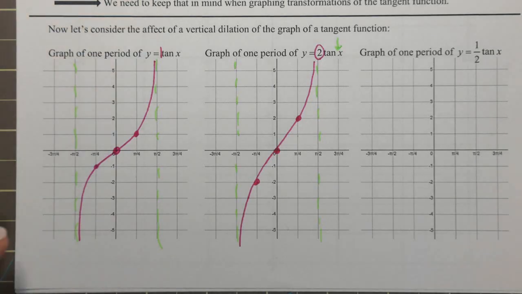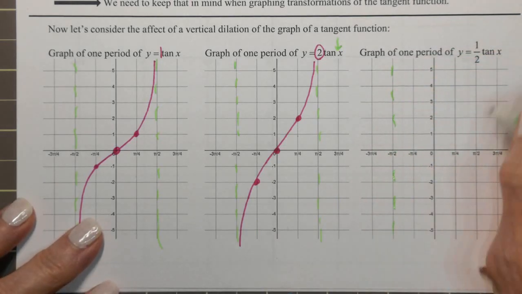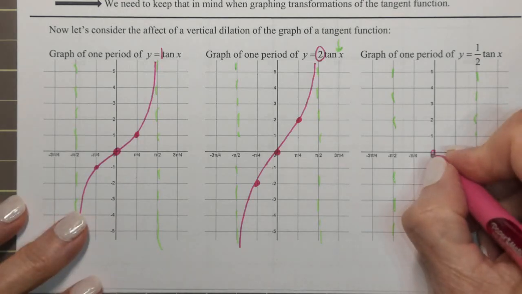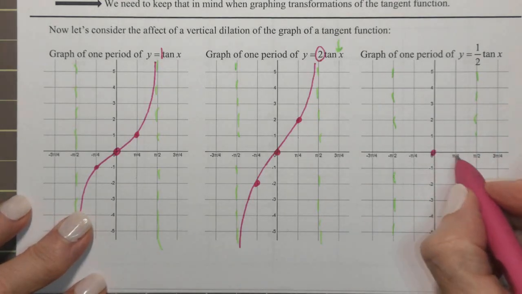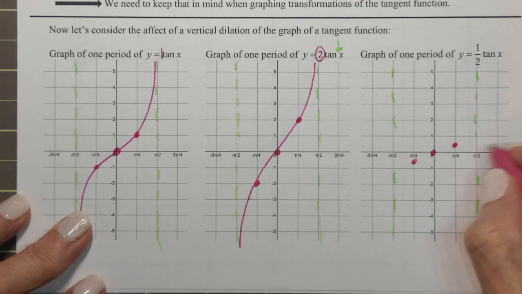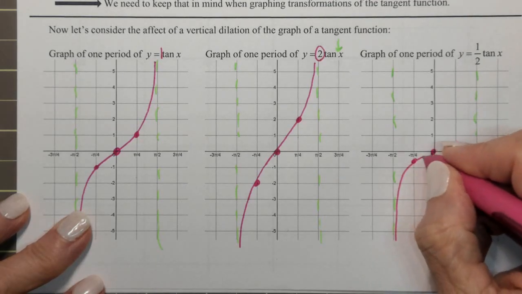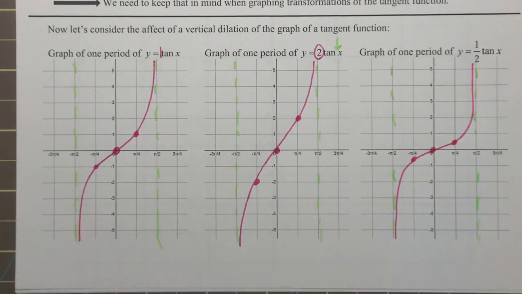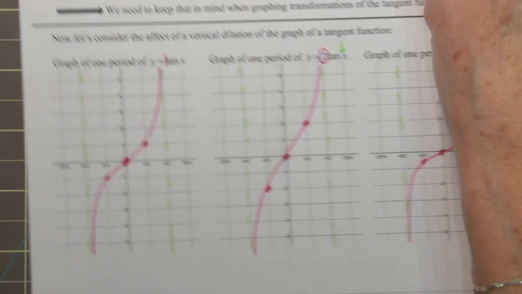That's what that did. What will happen if it's a 1/2? Well, we still have these vertical asymptotes at the pi over 2's. We're still going through 0. But this time, instead of going up 1 at pi over 4, we only go up 1/2 and down 1/2 over there. In Algebra 2 I think they called that a vertical compression of a half. We just call it a vertical dilation of factor a half. The factor is a half there.